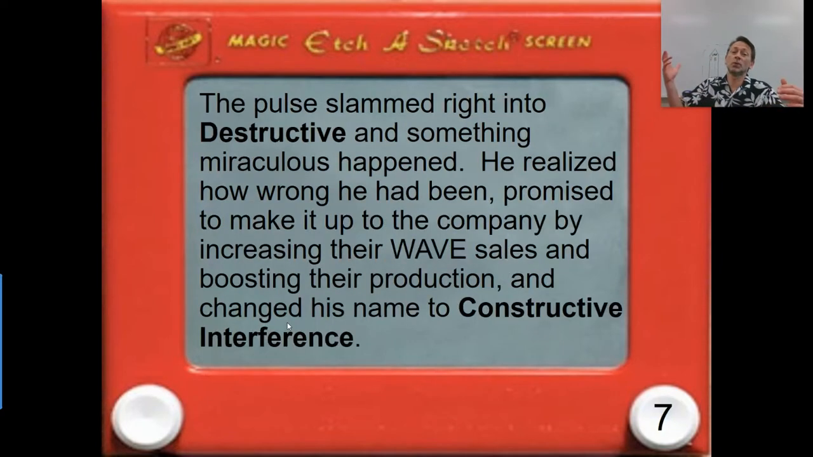Number 7, who's going to win? So the pulse slams right back into destructive and something miraculous happens. He realized he'd been wrong, promised to make it up to the company by increasing their wave sales and boosting their production, and changed his name to constructive interference. Something positive happened, right? So constructive because he's boosting their sales, increasing their production. Get it? Constructive. Yeah, anyway, you get the picture. So go ahead and draw that in number 7.